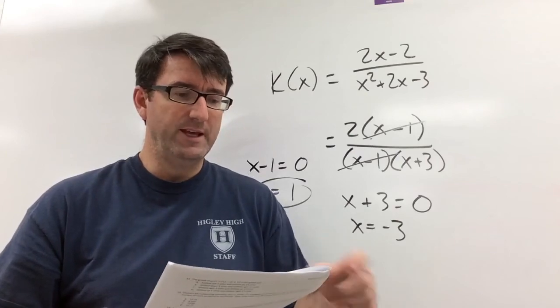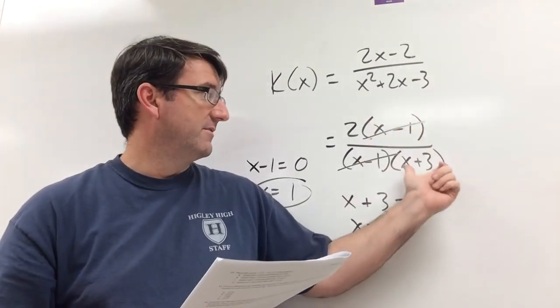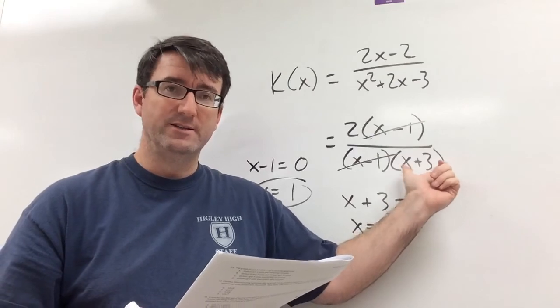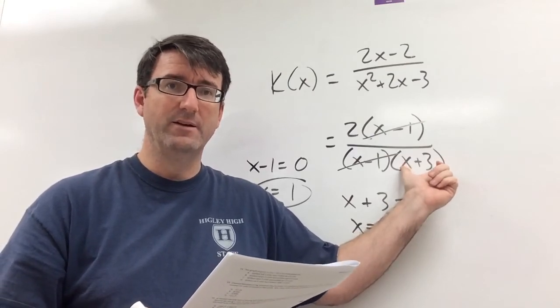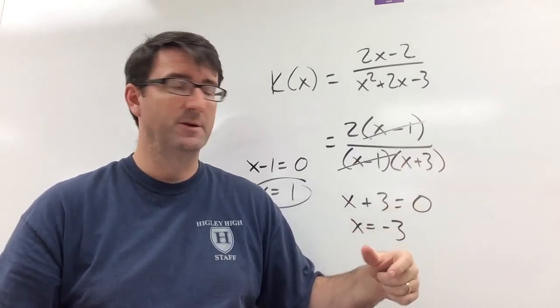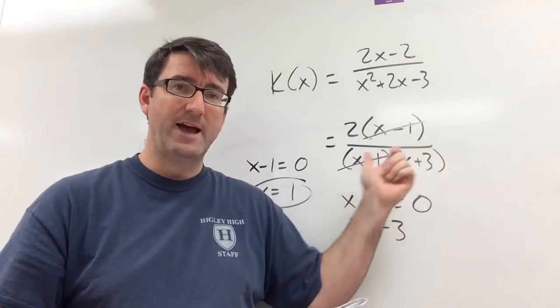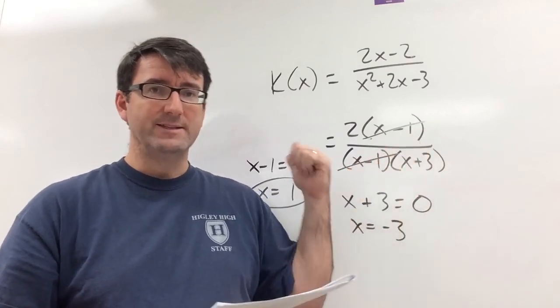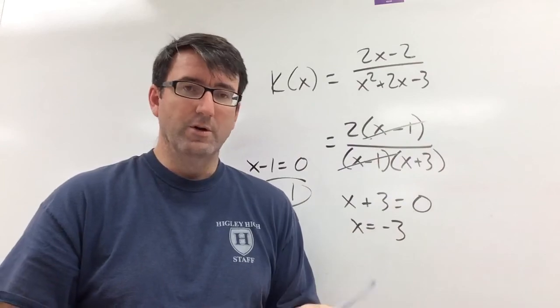So just remember on these, factor it. For the vertical asymptote, set what's remaining in the denominator equal to 0. That gives you your vertical asymptote. Whatever you canceled out, if you set that equal to 0, that's going to give you your hole.